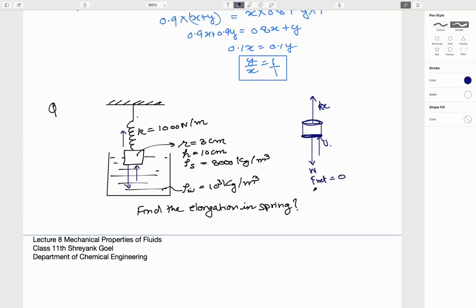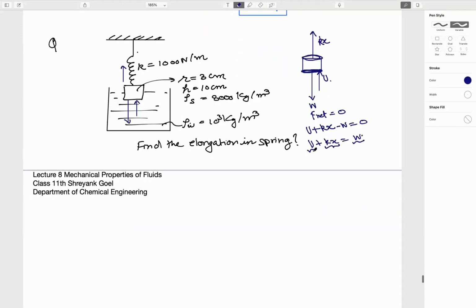F net is 0 means U plus Kx minus W is equal to 0. U plus Kx is equal to W. This is weight, this is upthrust, and this is force by spring. So what is the upthrust? This is completely immersed in water. Sorry for using the wrong word earlier, it is completely immersed in water.